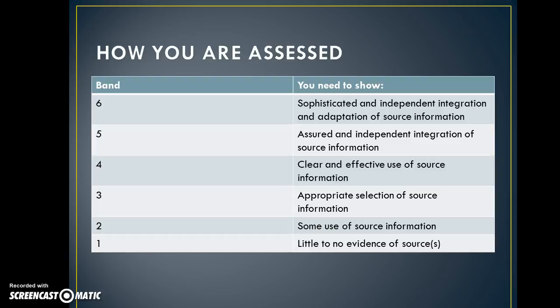So how does this fit with your assessment? You need to, as you know, aim for Band 4 here. So you have to, at the very least, show clear and effective use of source information. We hope that you might aim for Band 5 here, where you might show assured and independent integration of your source information. And if you're going even higher, we're looking for sophisticated and independent integration and adaptation of source information. So you're really doing something with your sources and you're not just transferring information.